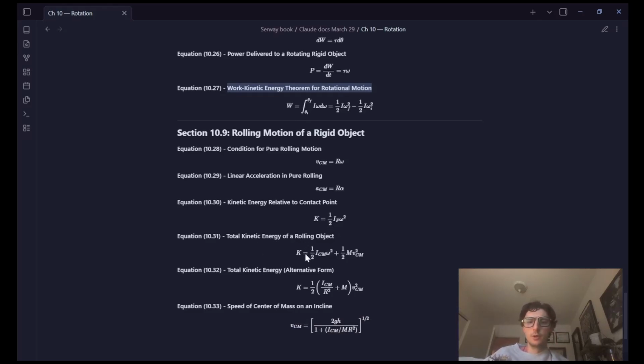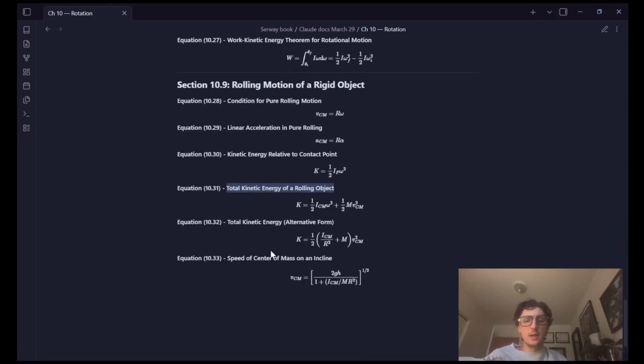Total kinetic energy of a rolling object. Boom, I think we saw this before. Kinetic energy is 1/2 I_cm omega squared plus 1/2 m v_cm squared. So it's like translational kinetic energy plus rotational kinetic energy. Super interesting. This equation for sure you might see in a problem. Total kinetic energy, alternative form. Here's an alternative form. So these two equations are probably important to remember, or just figure out what problem uses them. Speed of center of mass on an incline.